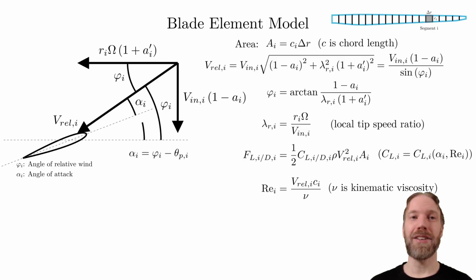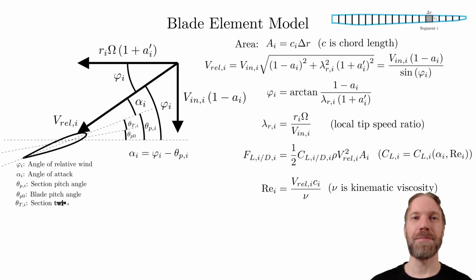We will now call the angle of the movement direction and the blade chord line the section pitch angle. This angle can be divided into two parts, the blade pitch angle and the section twist angle. The blade pitch angle is the angle used by the blade pitch mechanism and can thereby be adjusted during the turbine operation. This will be the same for all segments though, as we only have one pitch mechanism per blade. The section twist angle is the built-in angle which can vary between the segments to optimize the turbine performance, but it cannot be adjusted during turbine operation.